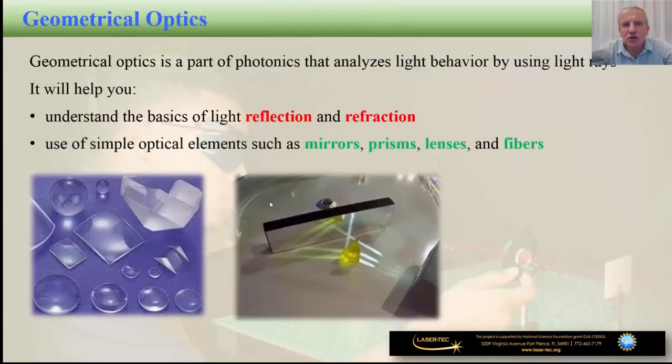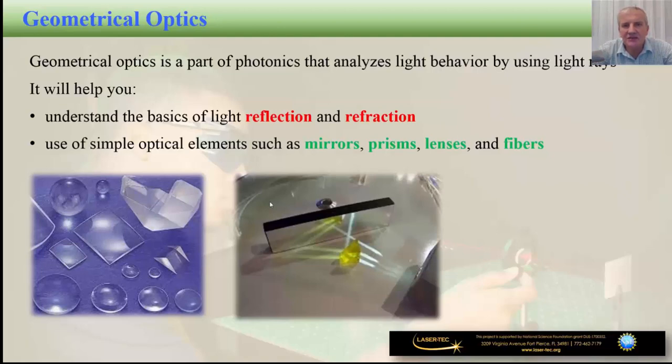As already mentioned, geometrical optics is a subfield of photonics that analyzes the light behavior by using the light rays and the concepts of geometry. By applying the skills that you're going to acquire through geometrical optics, you will be able to better understand the basics of light reflection and light refraction, and then also how to apply those two basic laws of geometrical optics onto the optical elements and components such as mirrors, prisms, lenses, and fibers.